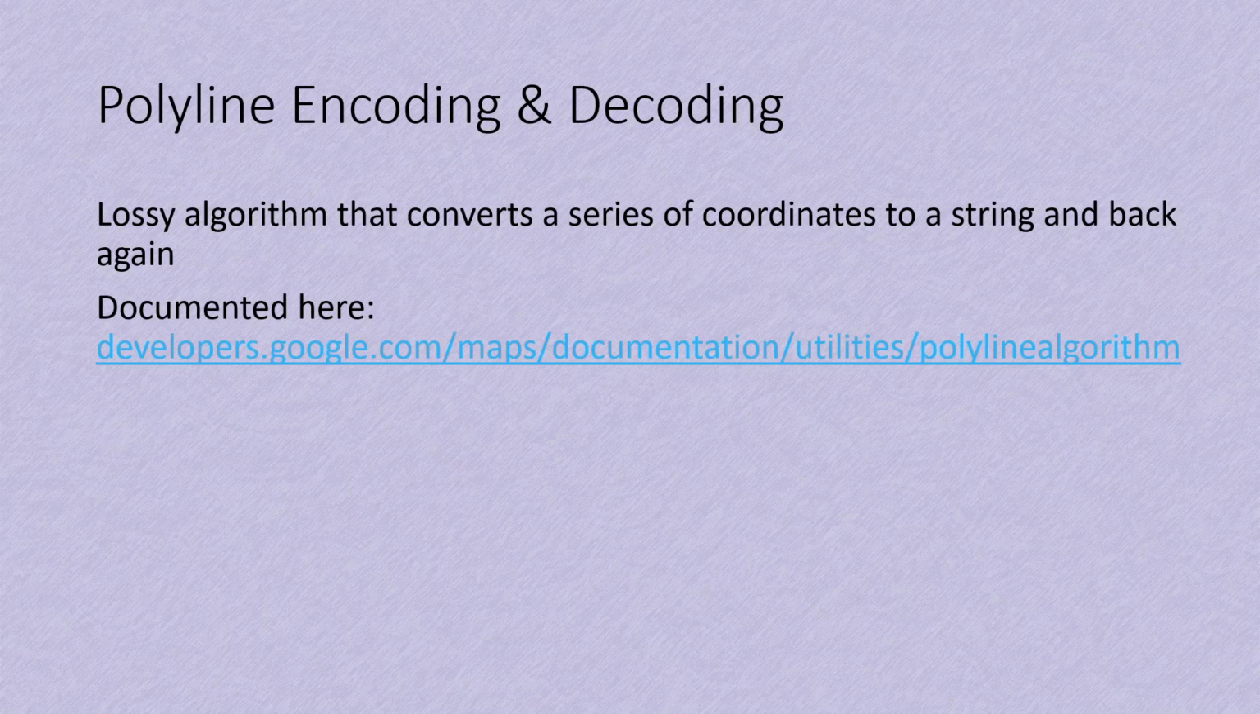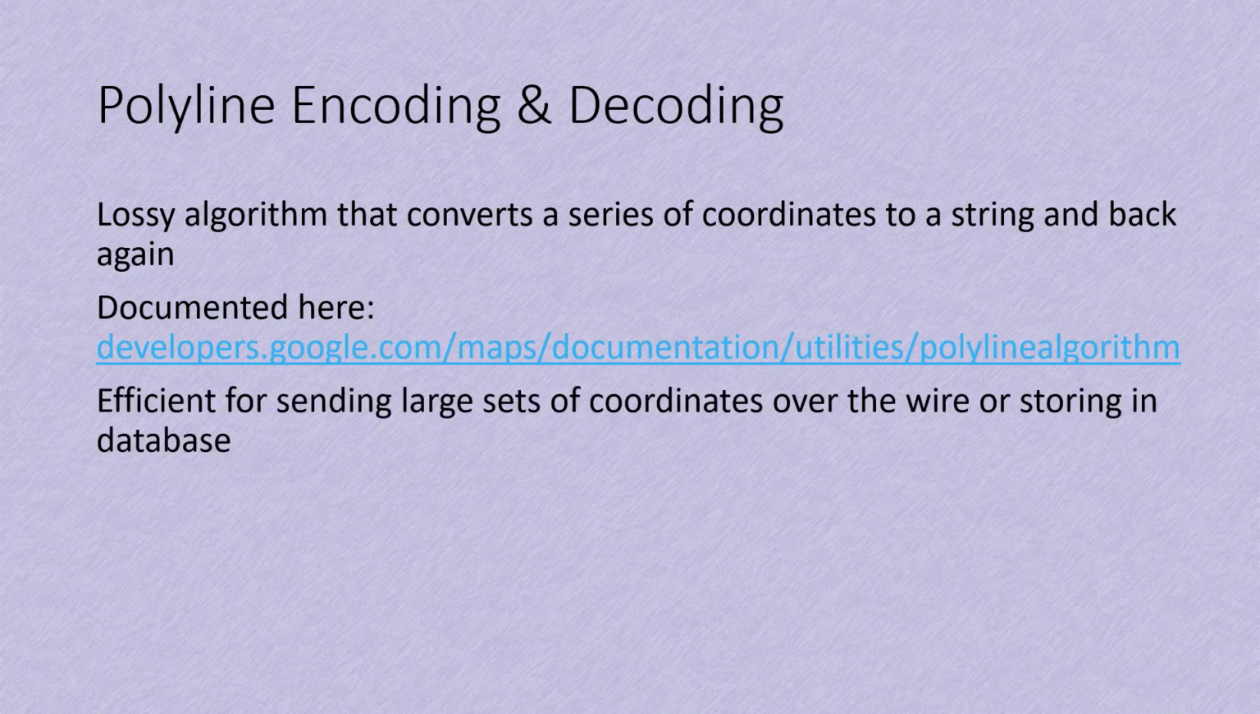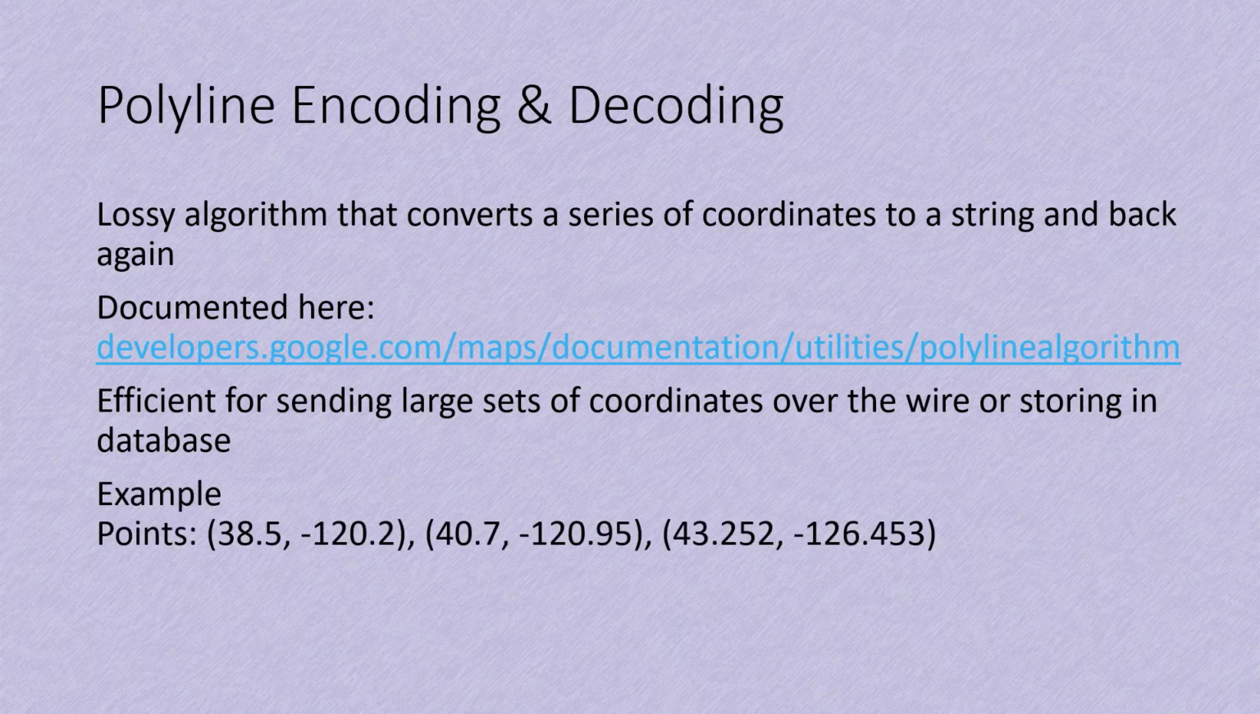Google has their documentation here. We'll take a brief look at that later, but it's pretty cool. You can put the points in and it'll go backwards and forwards. It's efficient for sending large sets of coordinates over the wire. Or if you're storing in a database, you don't have to store the individual points or convert them to an object and then serialize it. You can just convert to Polyline and store it as a string.